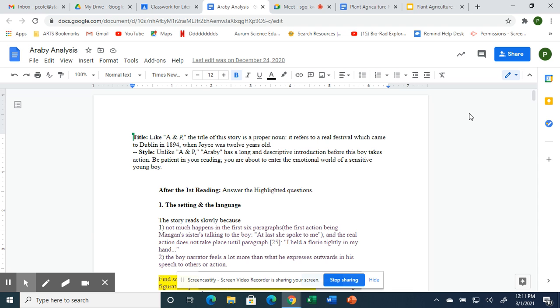So find some descriptive passages to find out how images and figurative speech are used and what their connotations are. What does the word connotation mean? Connotation. Big word meaning meaning. Connotation means meaning.